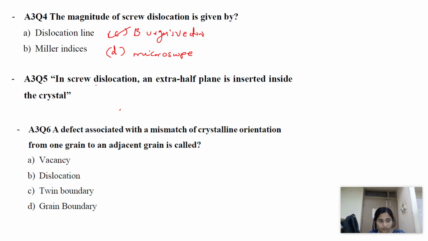The fifth question. In screw dislocation, an extra half plane is inserted inside the crystal. Is it correct or not? False. Not correct. It will be false. And what about the next question? A defect associated with a mismatch of crystalline orientation from one grain to another adjacent grain is called grain boundary. Yes.